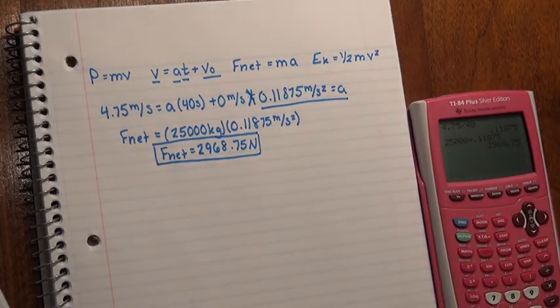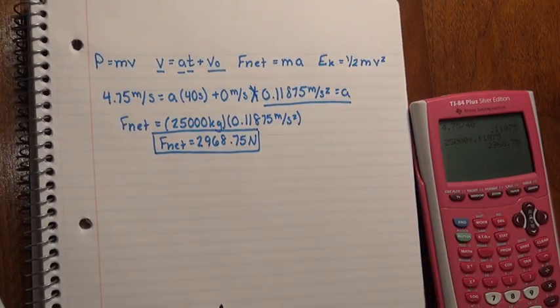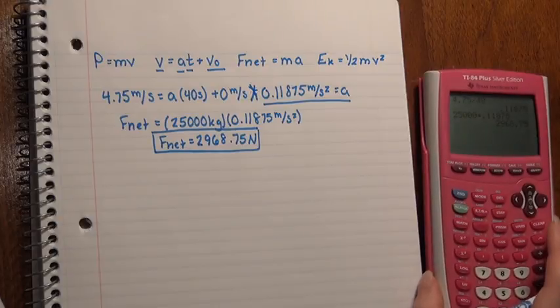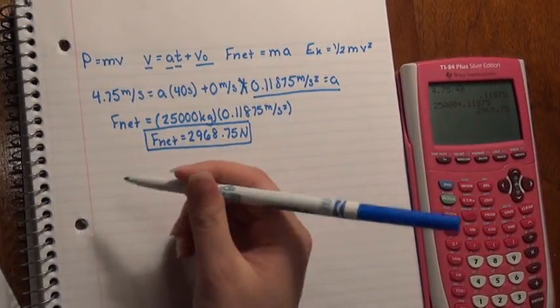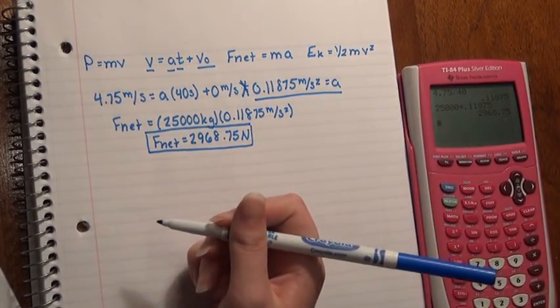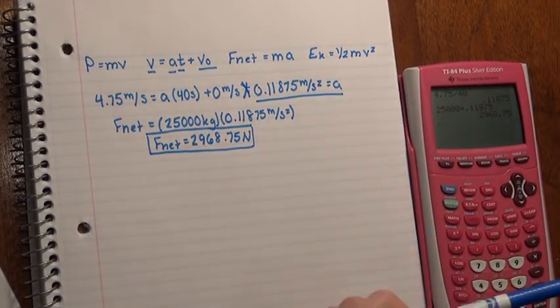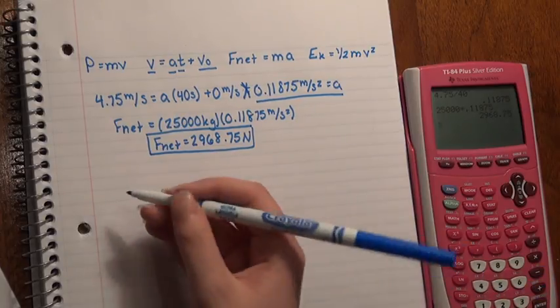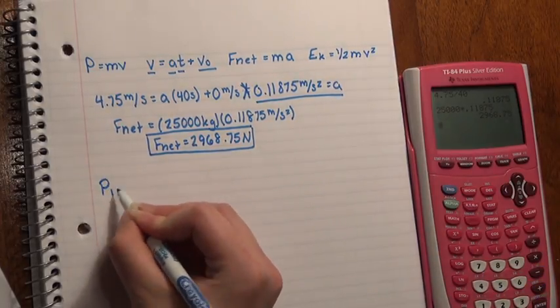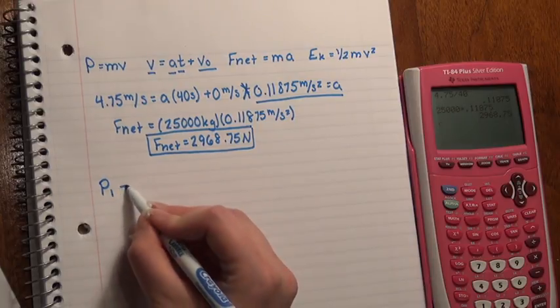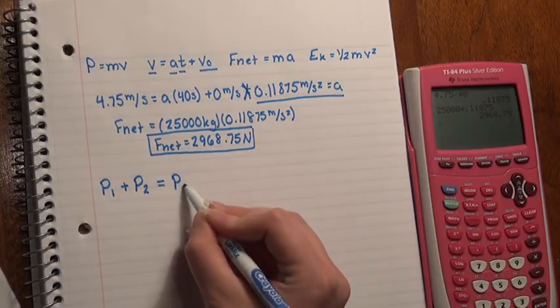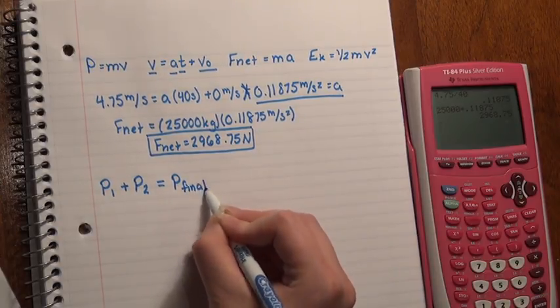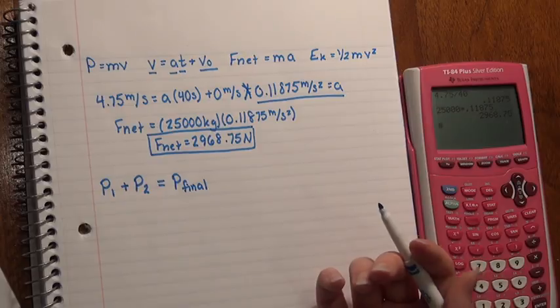Part B of the problem asks, what's the velocity of the railroad cars after the collision? And to find the velocity after the collision, we have to use momentum, because we know that momentum is conserved. So, since momentum is conserved, the sum of the momentum before and after the collision has to be equal. That means the momentum of the first car, which we're going to call P1, plus the momentum of the second car, P2, is going to be equal to the final momentum, the momentum after the cars collide and have coupled together.